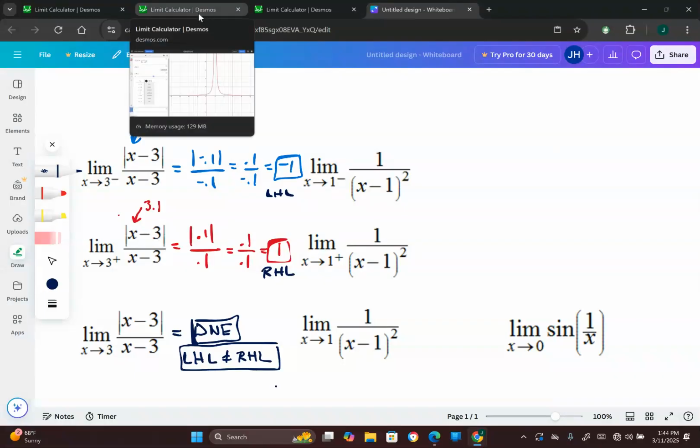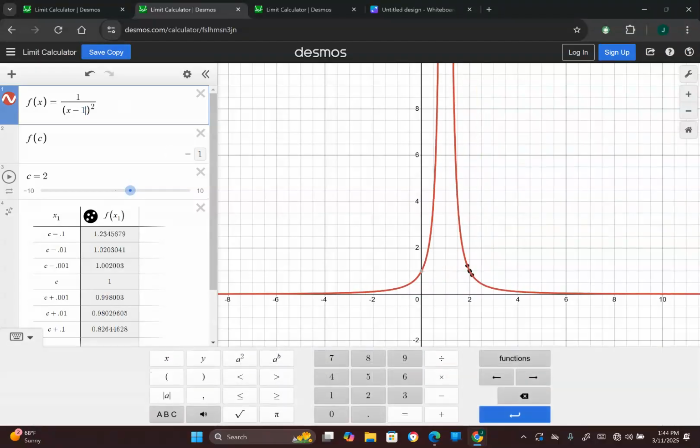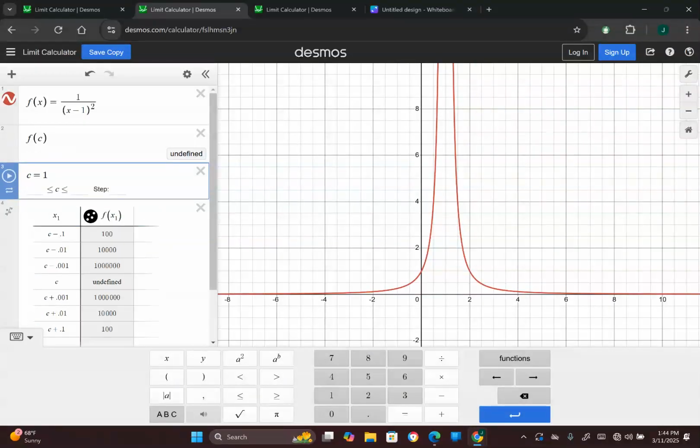Okay? Let's look at the next example that I've got here. I've got 1 over x minus 1 squared. And we're going to take a look at what happens at 1. Take a look at this graph right here. If you look at x equals 1, there's a vertical asymptote there.